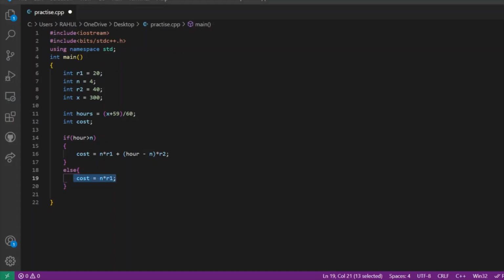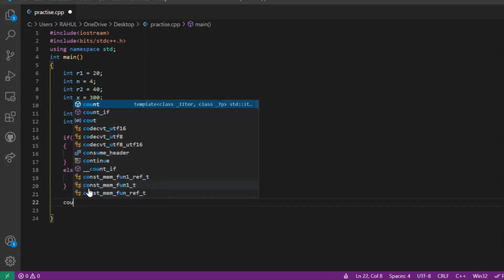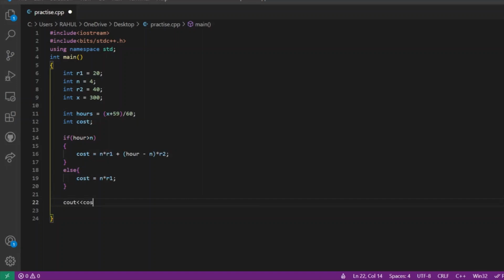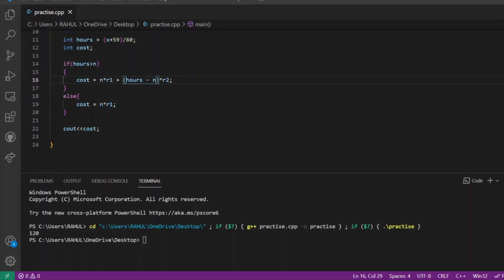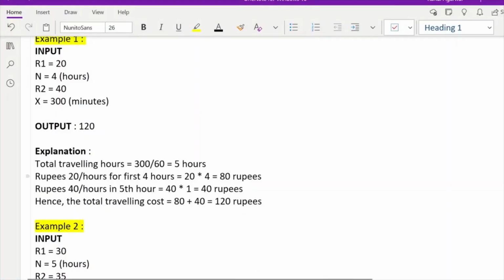Okay, so let's now move forward. In this way we will calculate our cost value, and finally we will output our cost. So let's see the output now. As you can see, we have got the output as 120. As we have seen in the explanation, for the initial hours it will be 80 rupees, and for the remaining hours it will be 40 rupees. So the total that we will get is 120 rupees.